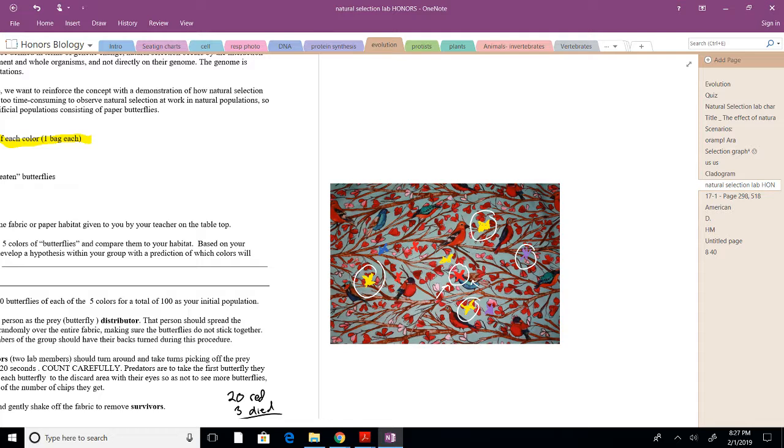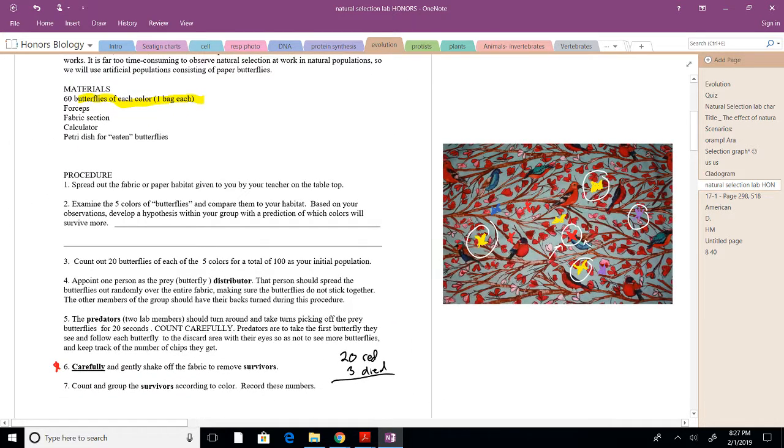After you're done hunting, you're going to count however many are left on the piece of fabric. Now you could do this a couple of different ways. You can literally count all of the survivors, or you can count how many you caught, knowing that you put 20 of each color down on the environment and you caught 3. So maybe you only caught 3 red, and so we know that 17 are surviving.